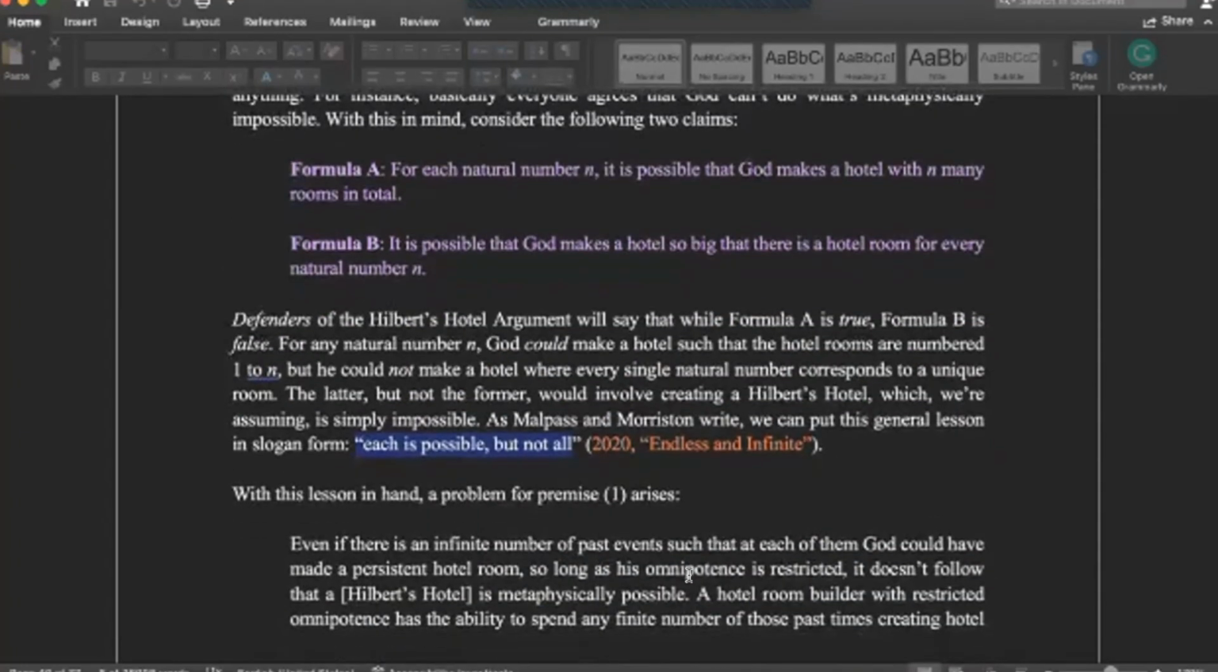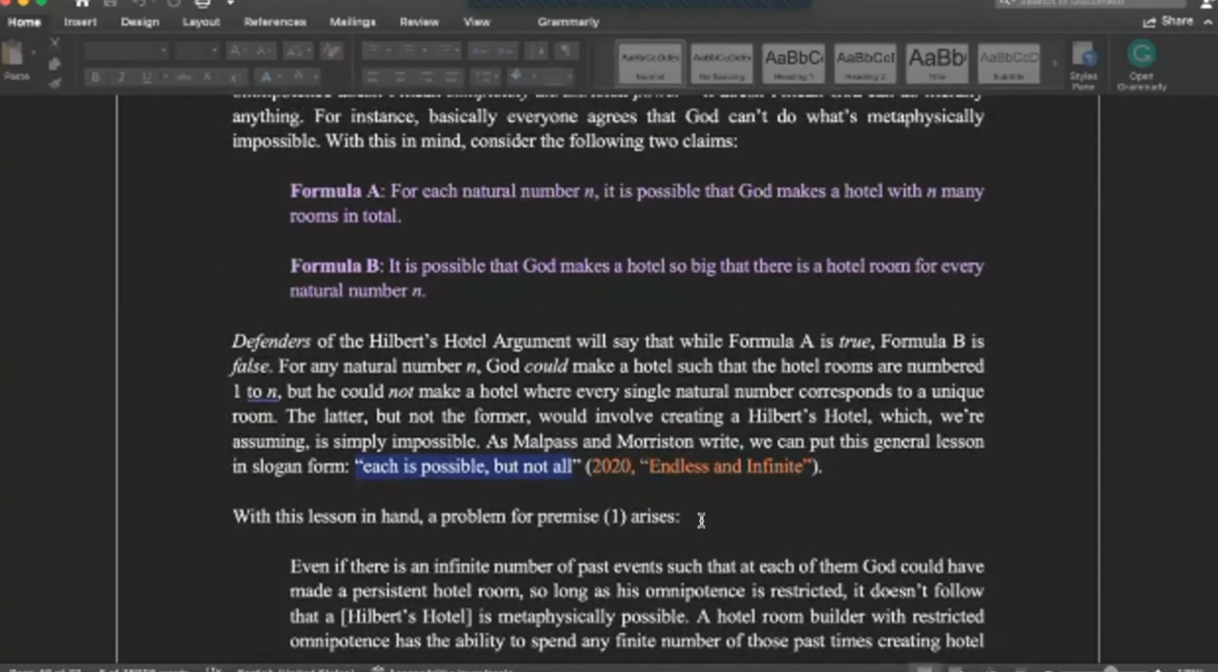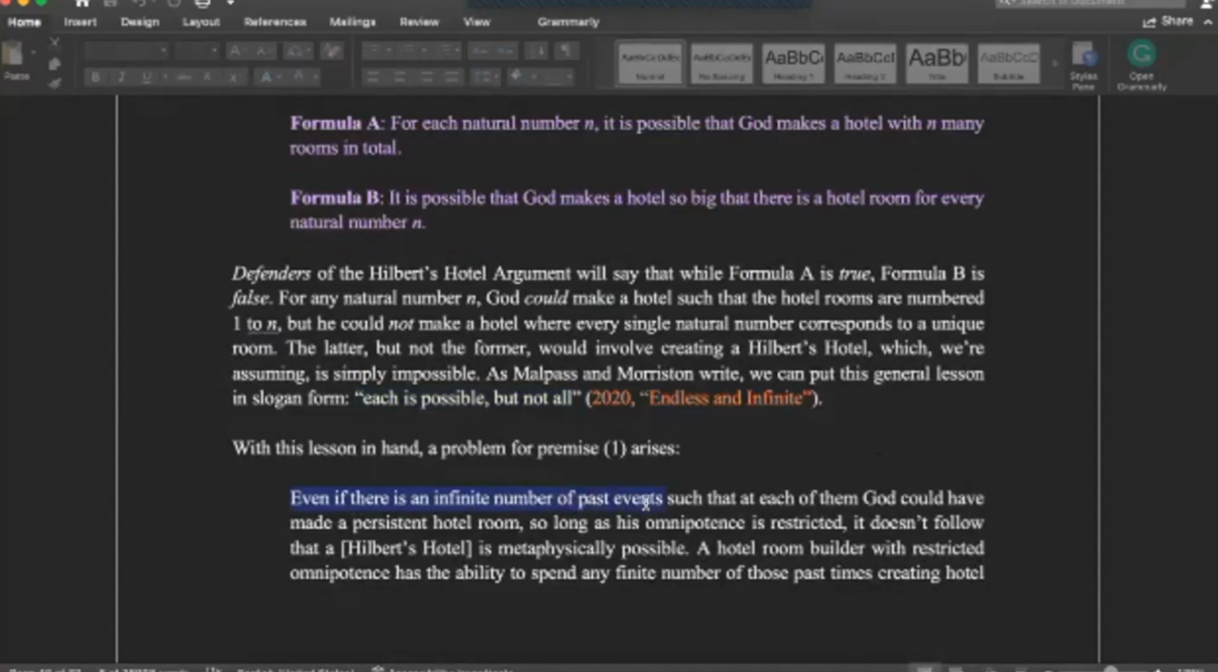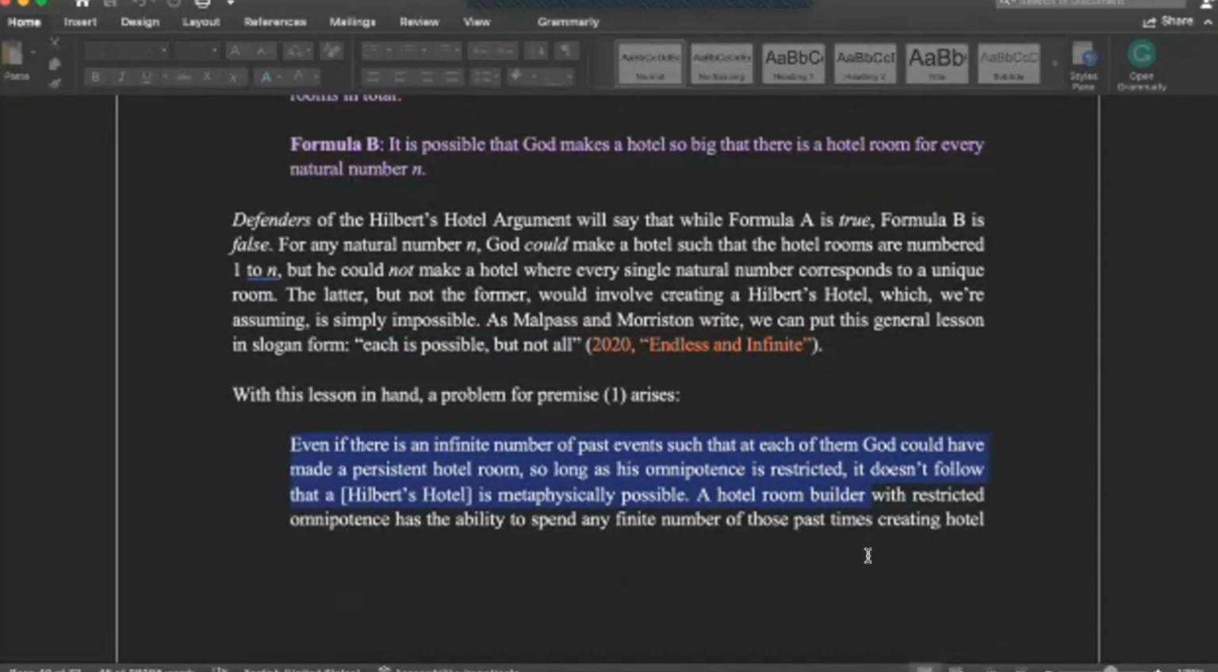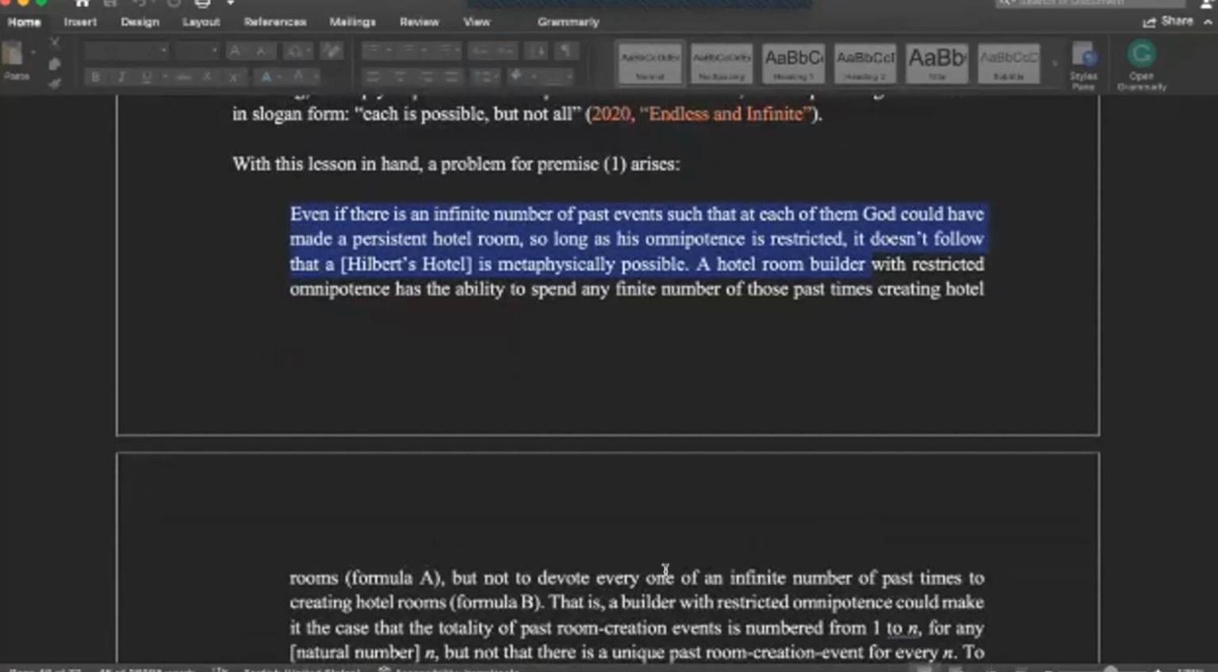With this lesson in hand, a problem for premise 1 arises, right? Even if there's an infinite number of past events, such that at each of them God could have made a persistent hotel room, so long as his omnipotence is restricted to what's metaphysically possible, it doesn't follow that a Hilbert's hotel is thereby metaphysically possible. A hotel room builder with restricted omnipotence has the ability to spend any finite number of those pastimes creating hotel rooms, that is corresponding to Formula A, but not the ability to devote every one of an infinite number of pastimes to creating hotel rooms, which corresponds to Formula B.